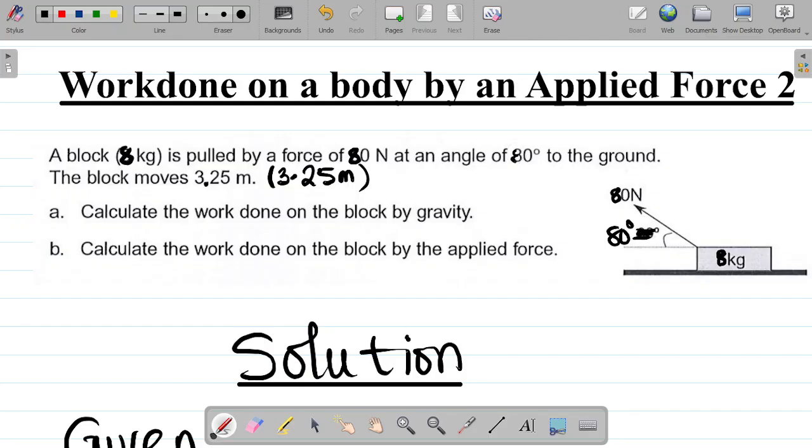So the question now reads something like this. A block of 8 kilogram is pulled by a force of 80 Newton at an angle of 80 degrees to the ground. The block moves 3.25 meters. A says calculate the work done on the block by gravity. B says calculate the work done on the block by the applied force. So you have these two questions here. Now solve these questions, leave your answer in the comment section and I'll give you a reply. I will tell you if you're correct or not.